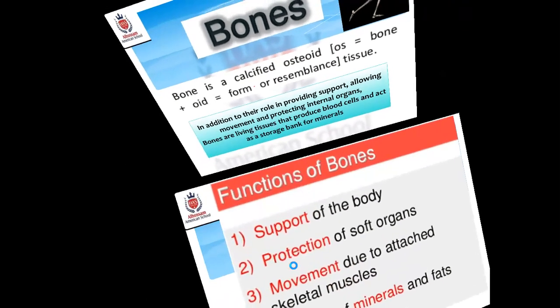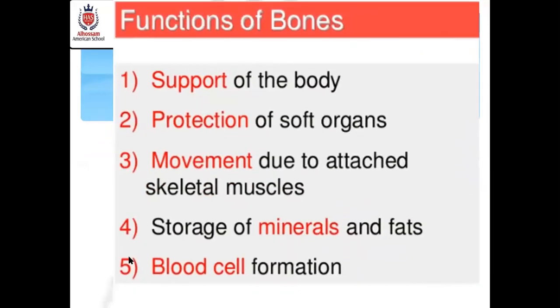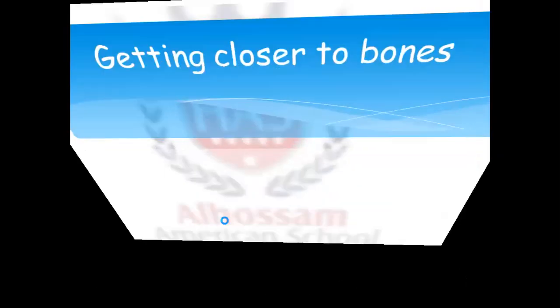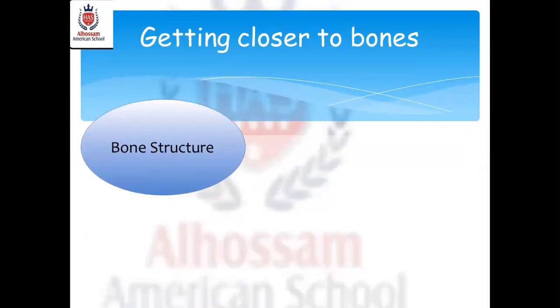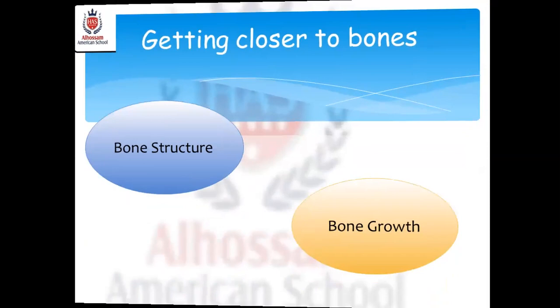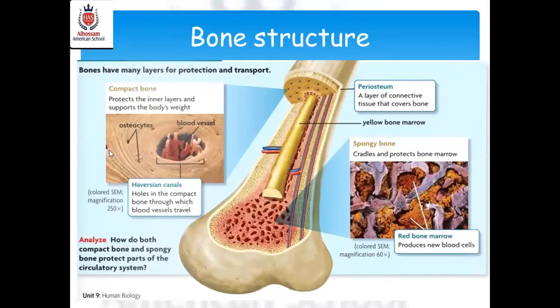So if we sum up the main functions of bones, we will find out that bones are mainly responsible for supporting our body, protection of soft organs, movement, storage of minerals, and blood cell formation, and that's why we consider it as a living tissue. Excellent. So why don't we get closer to bones? If we are going to talk more about bones, we will talk about its structure, if we have a cut section in it, and how it grows, bone growth.